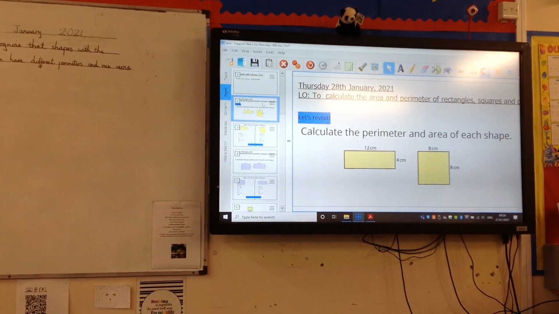Perimeter and area, both. Good. Don't forget your units of measure. Are they centimetres, metres, kilometres, millimetres? Good. Well done.